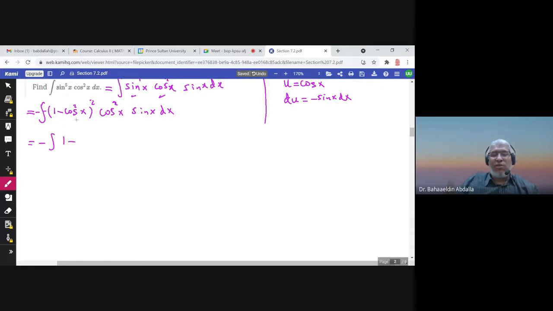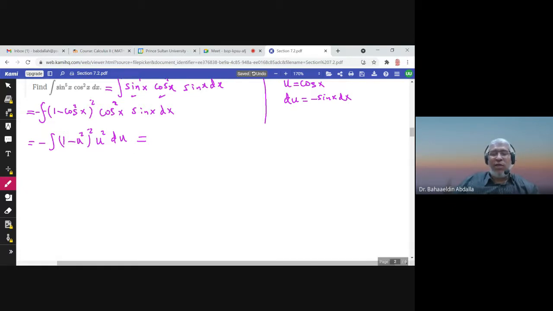1 minus cosine is u. So this would be 1 minus u square all square. And cosine is also u, so I'll have u square. Negative sine x dx would be du. And now this integral should be easy to evaluate.